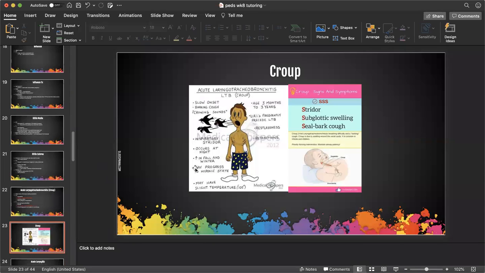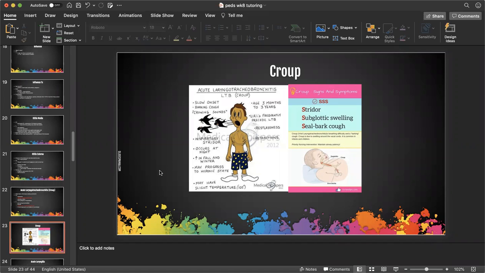So this is how they'll look. I like these pictures a lot because it's a good way to visualize it. So for croup, they'll have a slow onset, that barking seal-like cough, the inspiratory stridor, and it occurs at night. It's higher in the fall and winter, and then they could progress to that hypoxic state. So remember, make sure you know the FINDS acronym and what the signs and symptoms of hypoxia are in pediatrics. They could also have a slight temp.